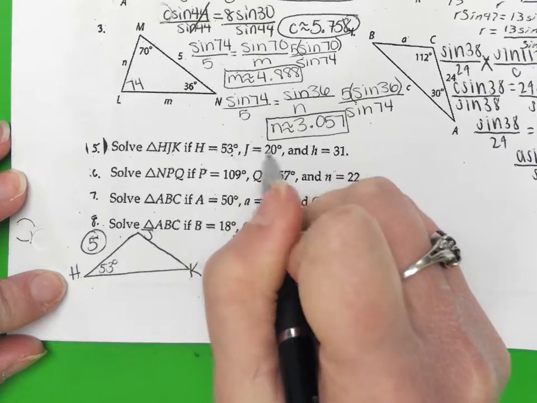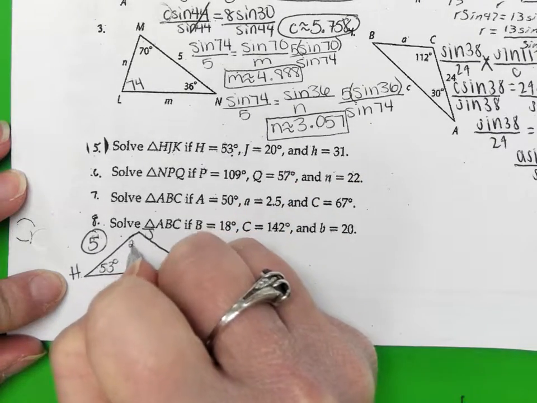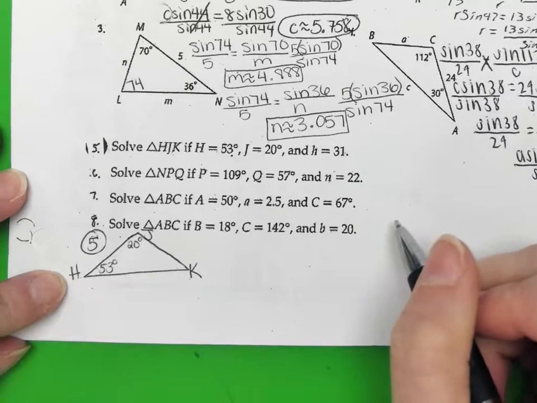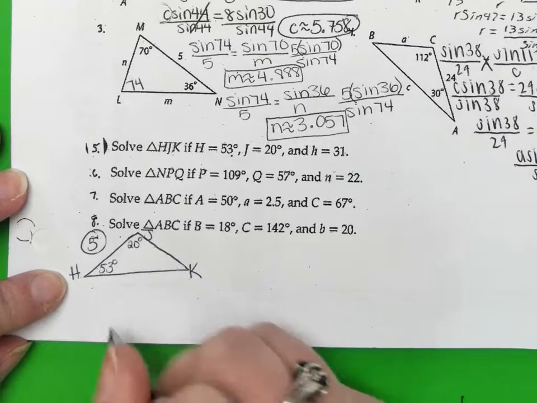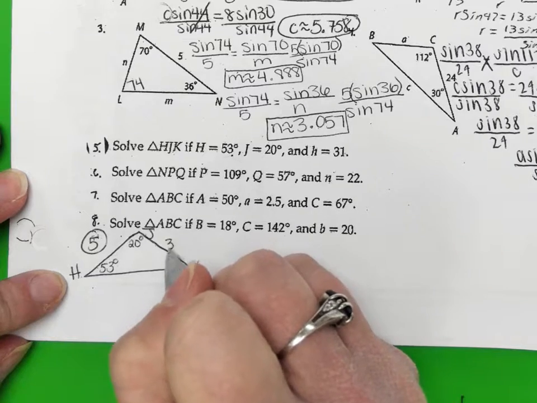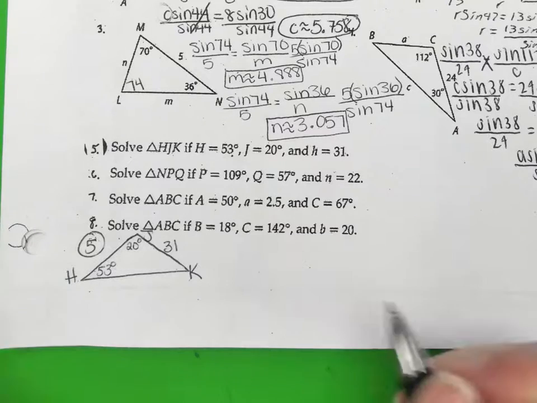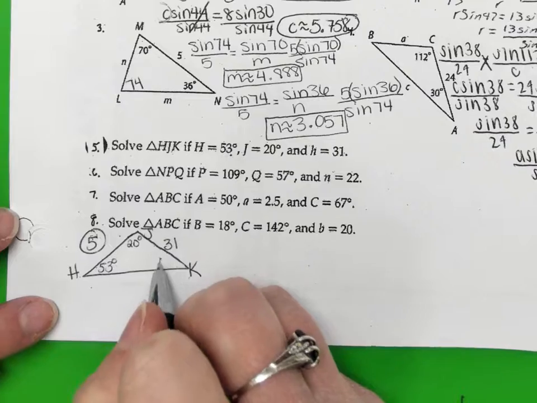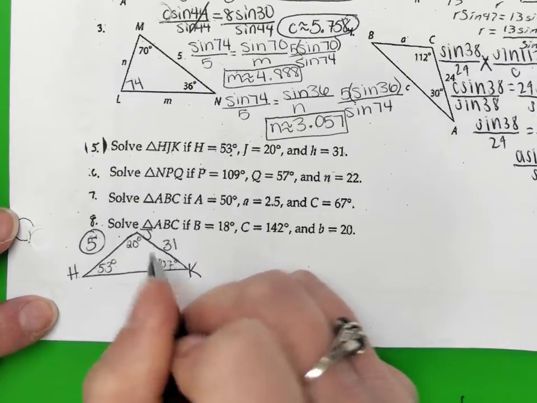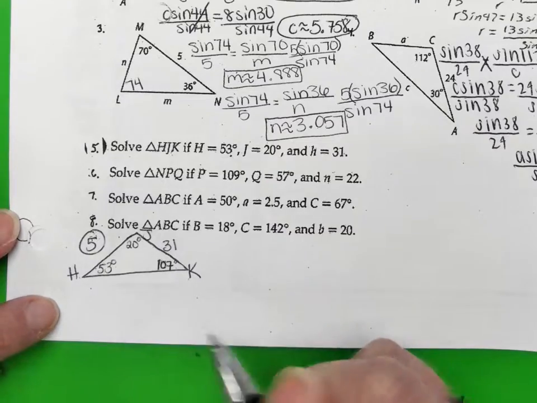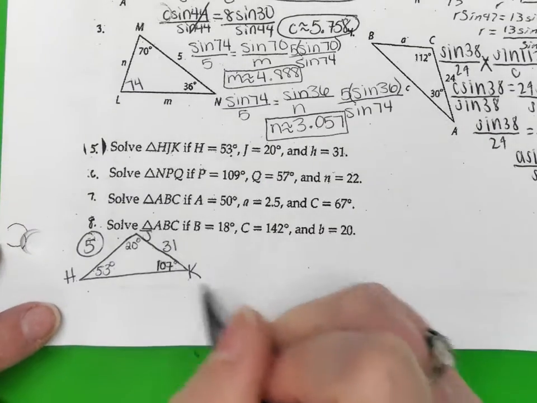And it tells us that angle J is 20 degrees. And it tells us side H is 31. Guys, where's side H at? Across from angle H. Does that make sense to everybody? Alright, so what is that missing angle? Very good. Is anybody lost about where we got 107 from? Good job, Sydney.